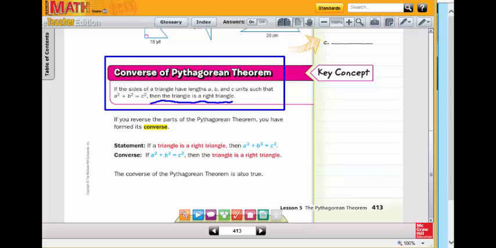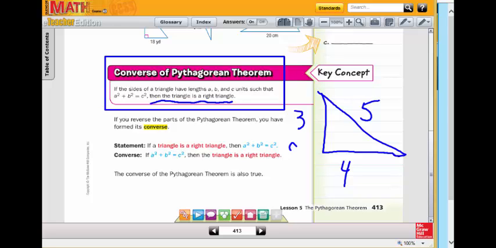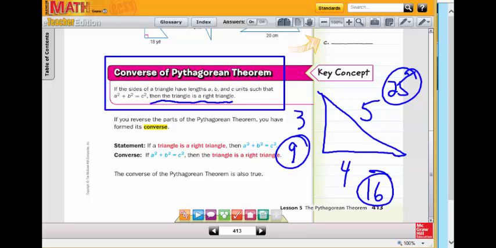In other words, if we don't know if it's a right triangle, but let's look at that same 3, 4, 5 triangle we had before. If we don't know if it's a right triangle, we can square this side, which would be 9, square this side, which would be 16, square this side length, which would be 25, and if 9 plus 16 equals 25, then we can say, aha, we know that indeed we have a right triangle. We can put the right triangle symbol on it. That's what this is saying. It's the reverse, the converse, of the Pythagorean theorem. Please make sure you have this in your notes.